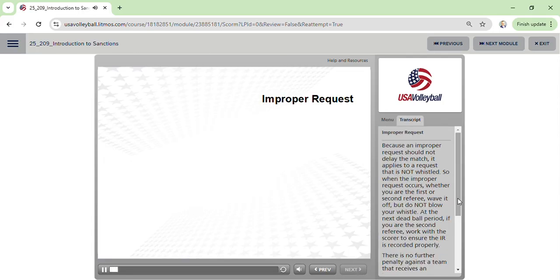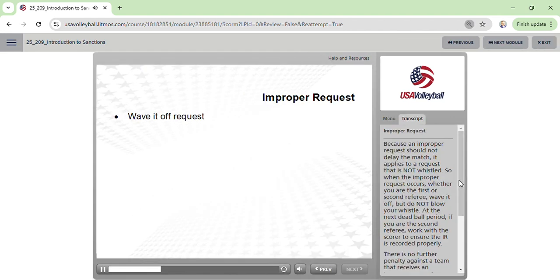Because an improper request should not delay the match, it applies to a request that is not whistled. So, when the improper request occurs, whether you are the first or second referee, wave it off, but do not blow your whistle. At the next dead ball period, if you are the second referee, work with the scorer to ensure the IR is recorded properly.